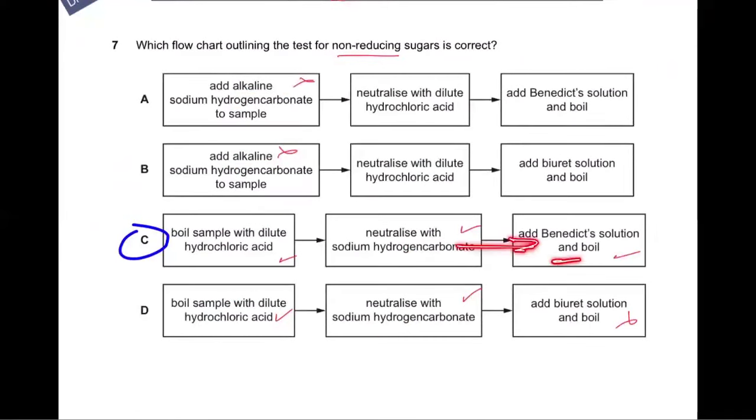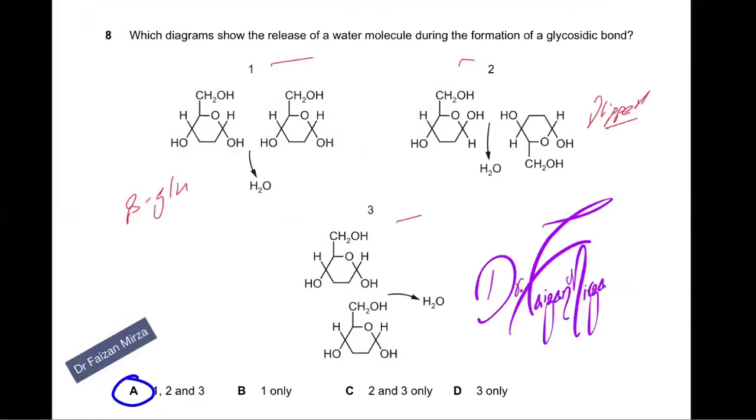And then we add the Benedict's and boil. We do not add Biuret. Biuret is for protein test. So option C is correct.